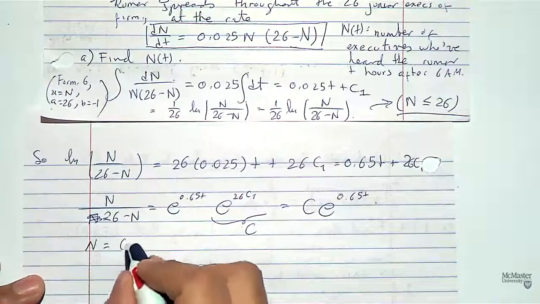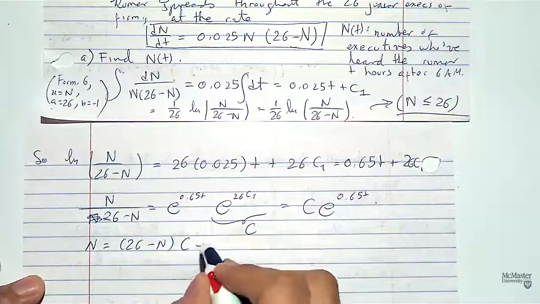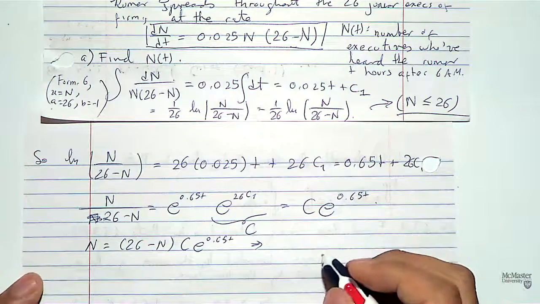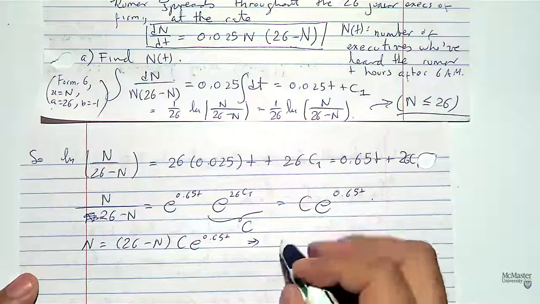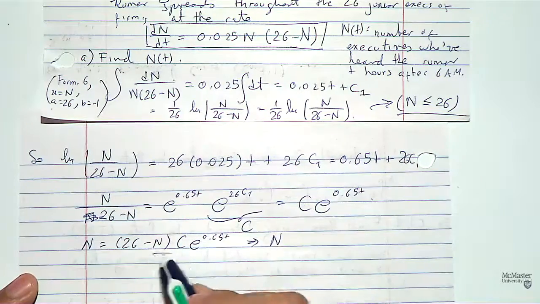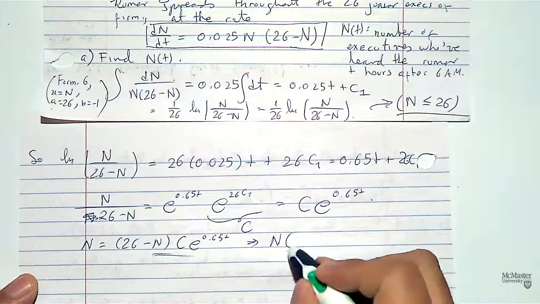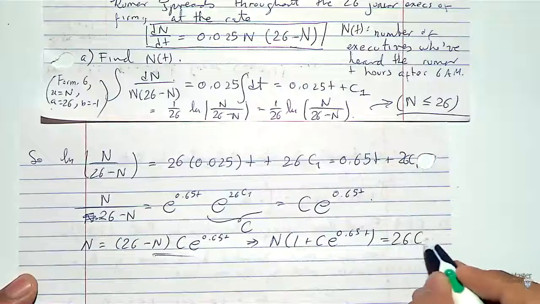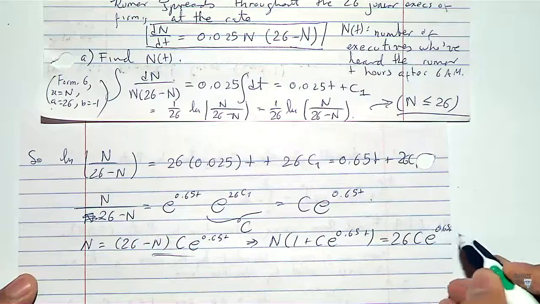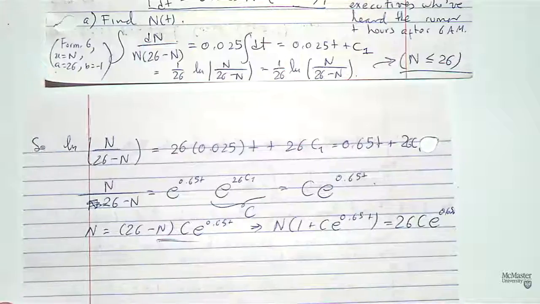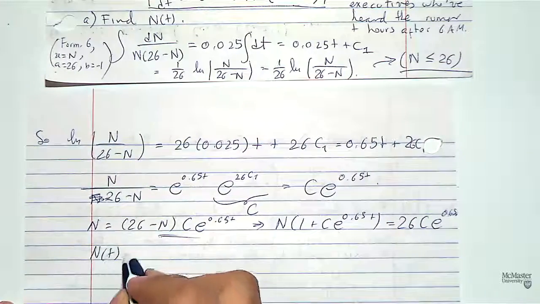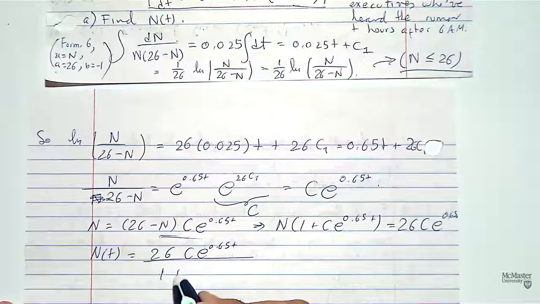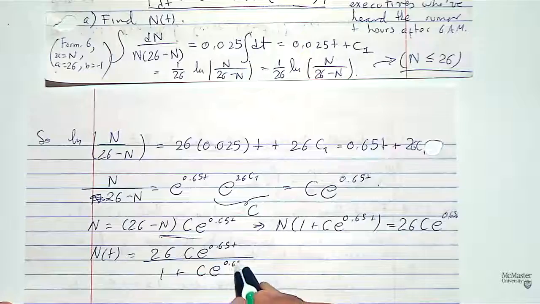So then you would have n equal to (26 minus n) times C e to the 0.65 t. And you can actually do some manipulation. If you pass this term to the other side, you have n times (1 plus C e to the 0.65 t) equal to 26 C e to the 0.65 t. And we'll just finalize with this: n of t is 26 C e to the 0.65 t divided by 1 plus C e to the 0.65 t.